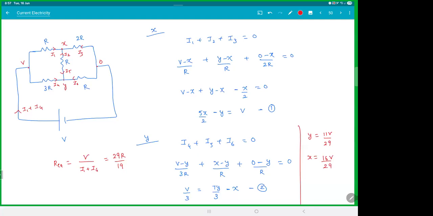Clear with this? Now let me show you a proper advanced question, how they'll frame this thing in advanced. Any doubt so far, please ask me.